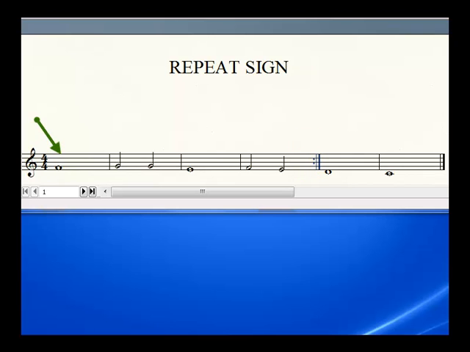So if you had to sing this, it would be fa, sol, sol, mi, fa, mi. Repeat. Fa, sol, sol, mi, fa, mi, re, do. After I repeat the second time, I would sing the last 2 bars. That's a simple repeat sign.